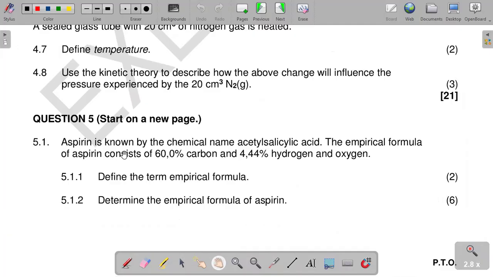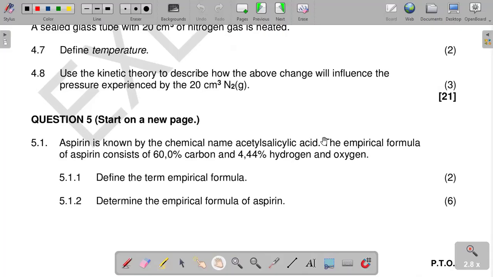5.1, they say aspirin is known by the chemical name acetyl salicylic acid. The empirical formula of aspirin consists of 60% carbon, 4.4% hydrogen, and oxygen. So the percentage for oxygen is not given here, but you can find it, isn't it? The first question here, define the term empirical formula.